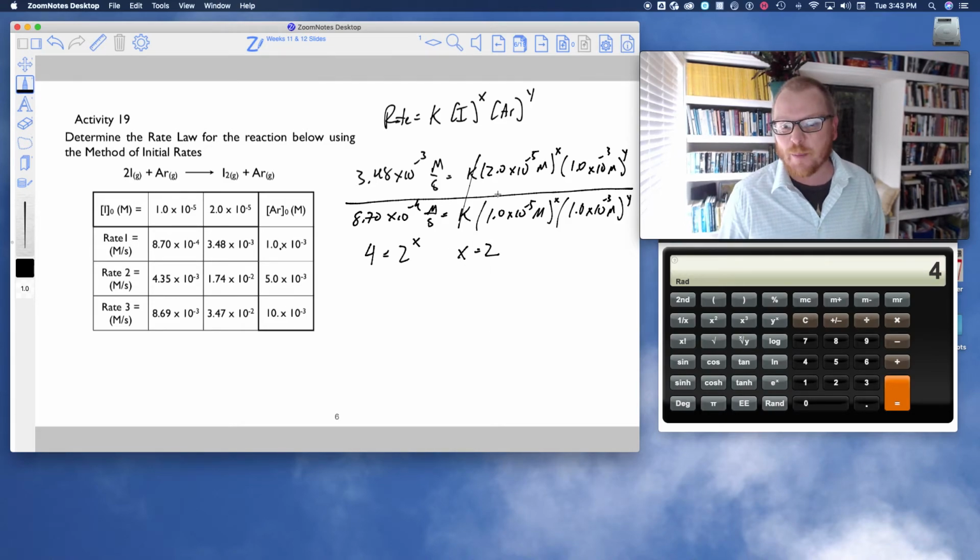In a real experiment, your rates might not come out to a real nice rounded number, but reaction orders are whole number integers, okay? Reaction orders are whole number integers. So that means we know that the order of iodide is 2. And we're going to talk about what that means in a moment, okay?